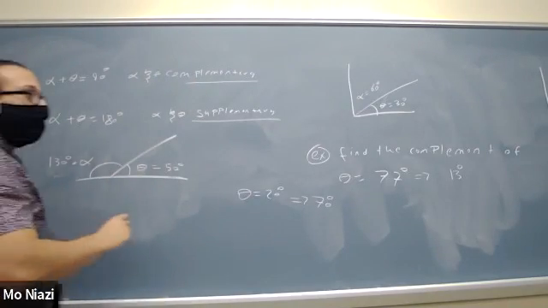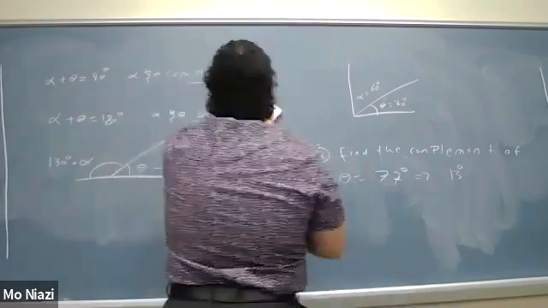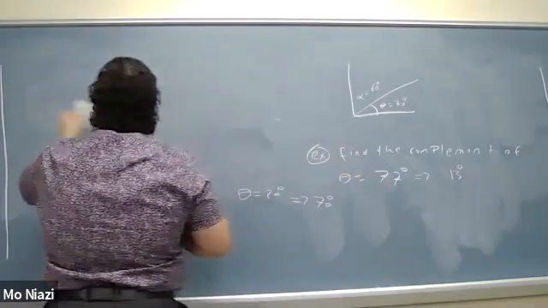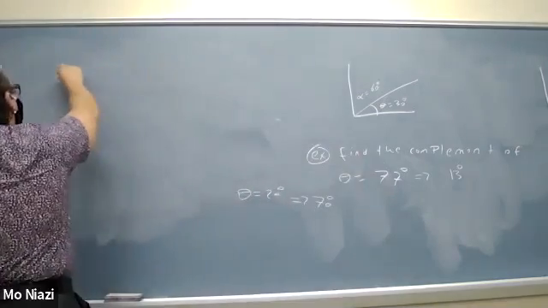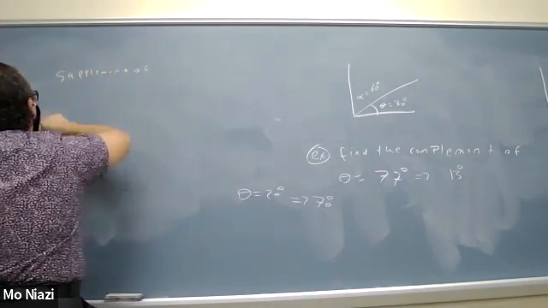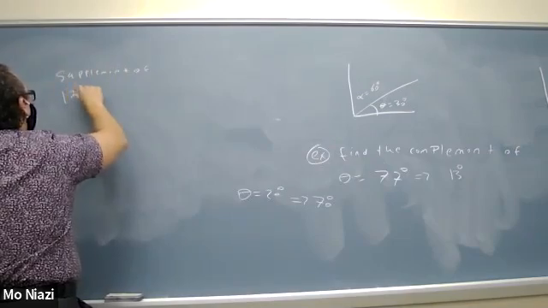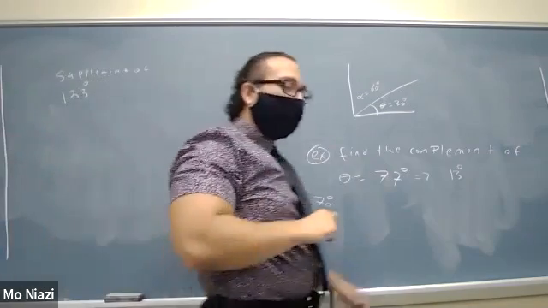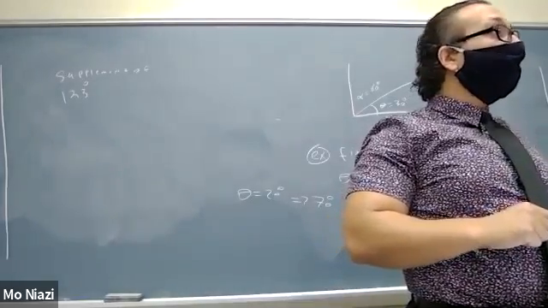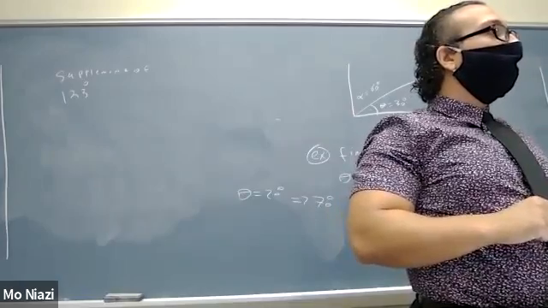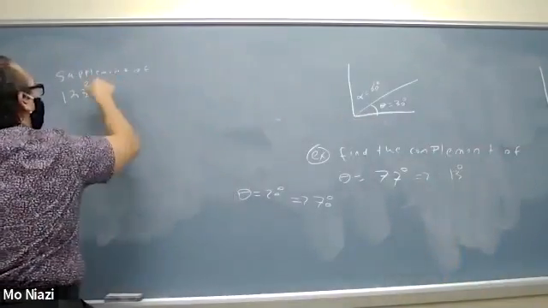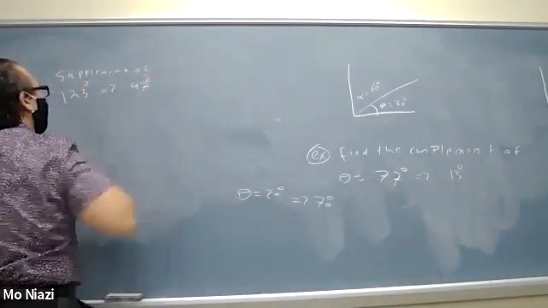Here's another example. Let's clear up some room. All right, what is the supplement of 123 degrees? It would be 47 degrees. Why? Because 180 minus 123 is 47 degrees. There we go. This implies the supplement is 47 degrees. Okay?